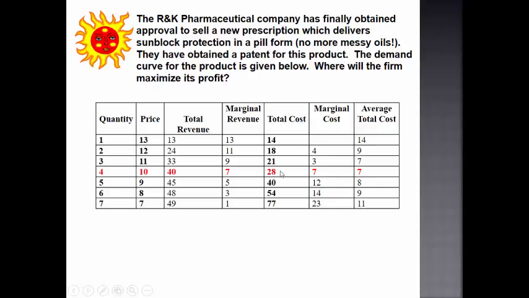You'll notice that it costs $28 to make 4 units. Well, they're going to sell it for $10. The reason they sell it for $10 is because that's what people are willing to pay. So it's perfectly legal for them to do that. So they earn $40 in revenue. That means this firm will earn $12 of economic profit, and they can continue to earn this economic profit as long as the barrier to entry exists.